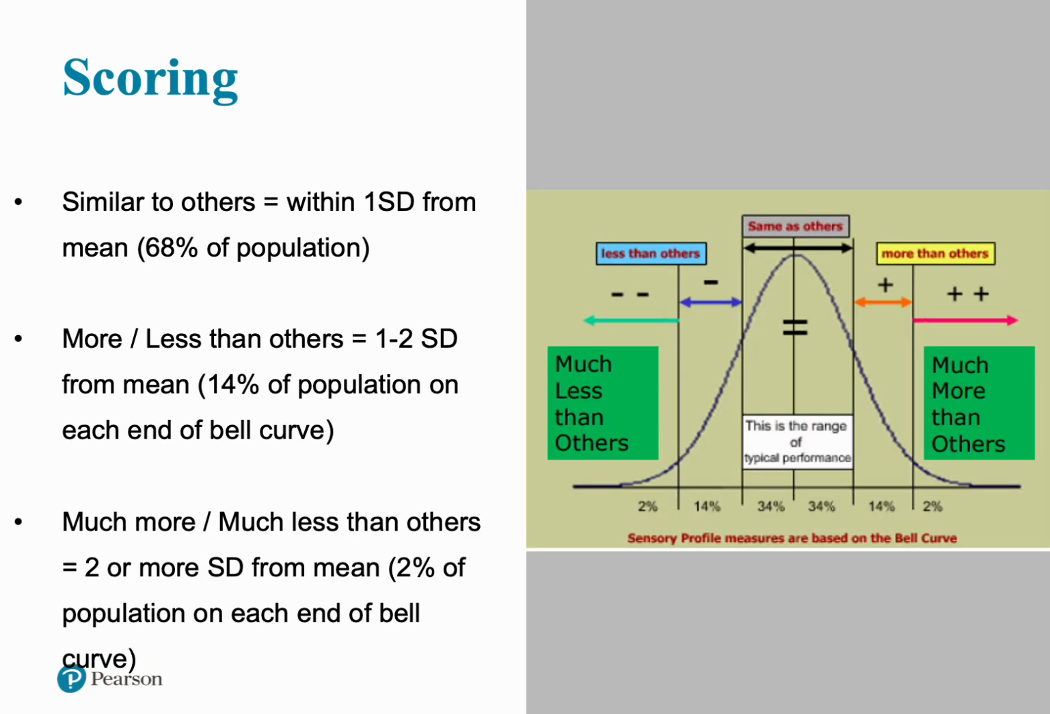So the sensory profile scores are based on the bell curve, which you can see to the right of your screen here, and that plots your client in terms of their typical performance comparatively to the population. So you can see that a typical range of performance is within one standard deviation of the mean, either above or below, and that accounts for 68% of the population. You then have more or less than others as being 1 to 2 standard deviations above or below the mean. So that's accounting for 14% of the population. And then you have that much more or much less than others category, which accounts for 2 or more standard deviations from the mean, or 2% of the population.